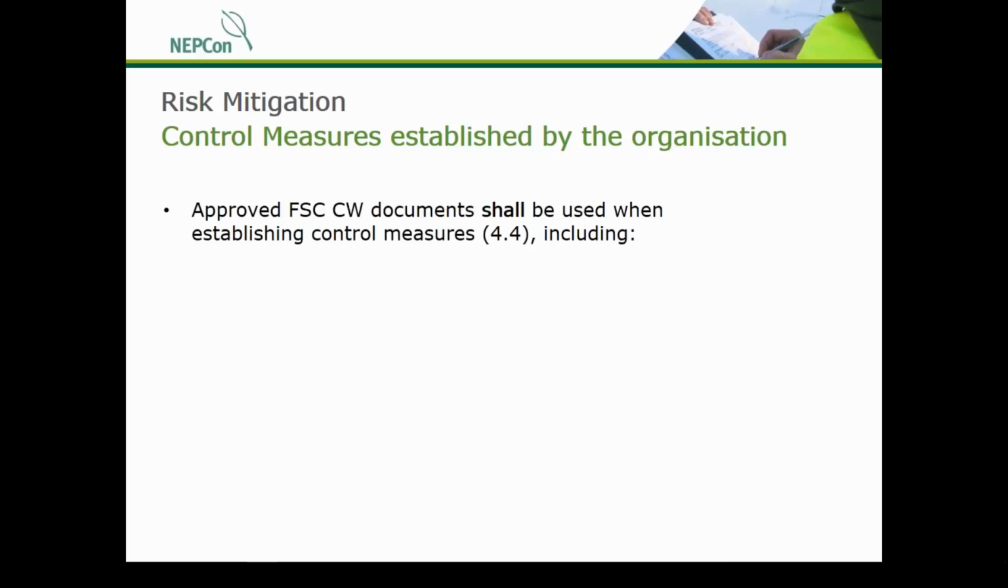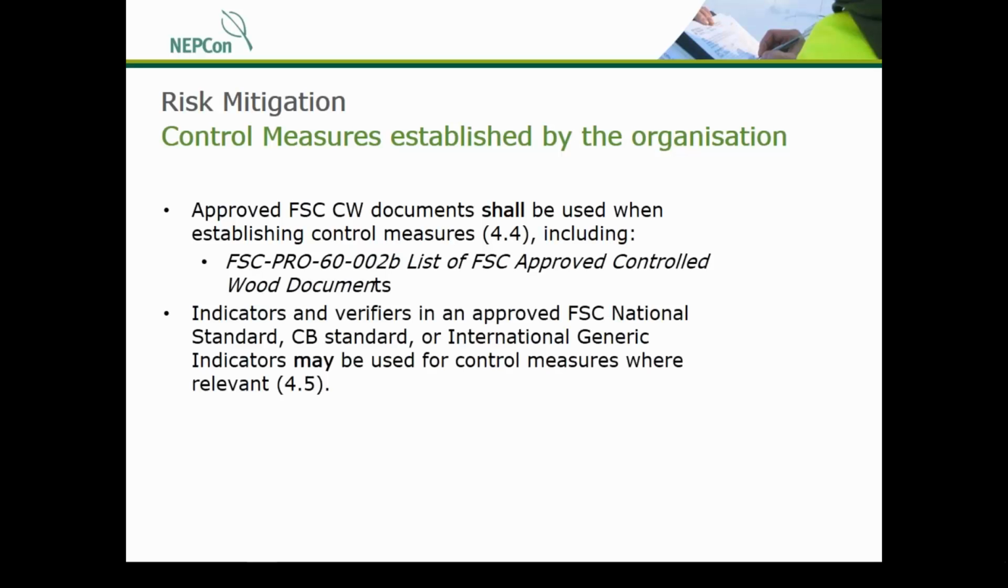Also, approved control wood documents shall be used when establishing control measures, including the FSC procedure 60002B, which contains a list of approved control wood documents.